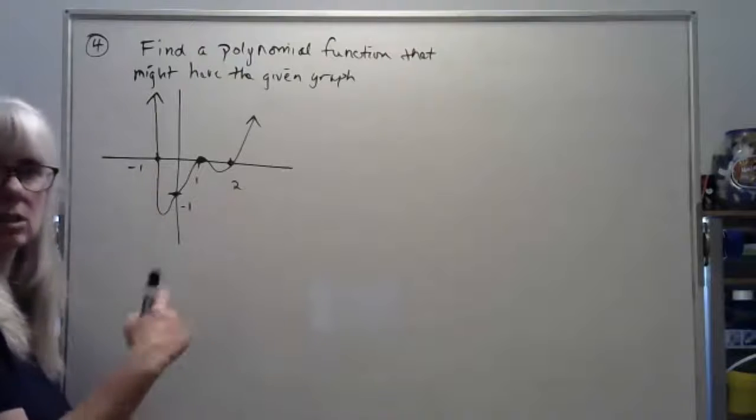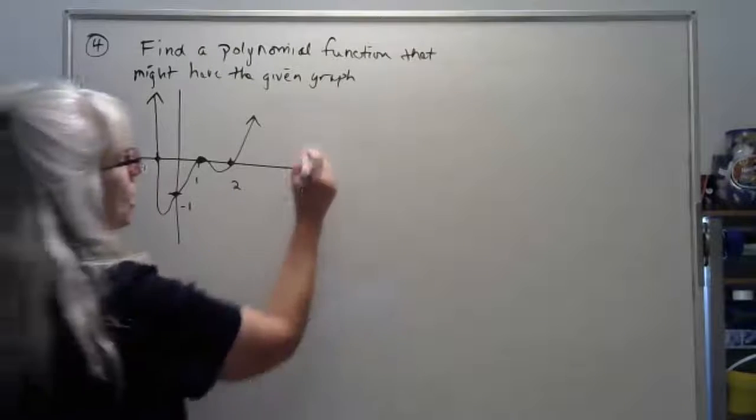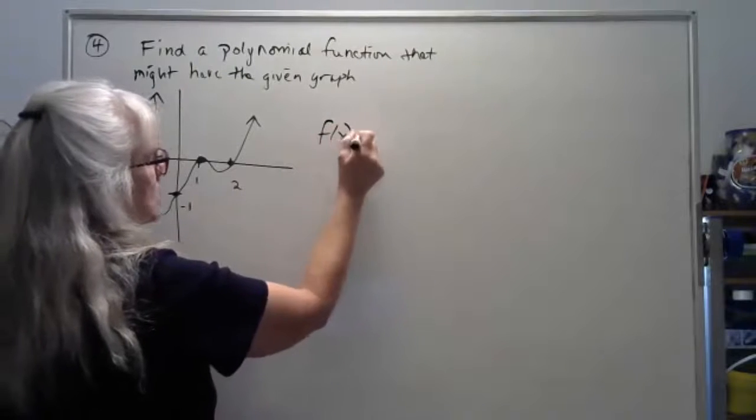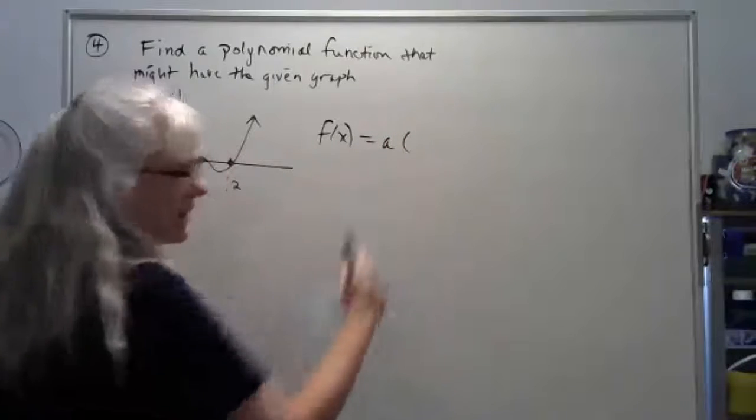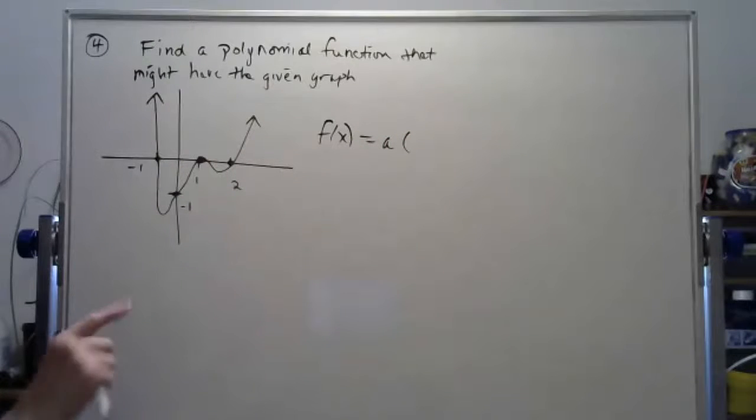Okay, so we're doing the same thing we just did. We're going to write the polynomial in factored form. What we do have to remember this time is that we have to adjust for that leading coefficient. So we're going to put a dummy variable a out there.